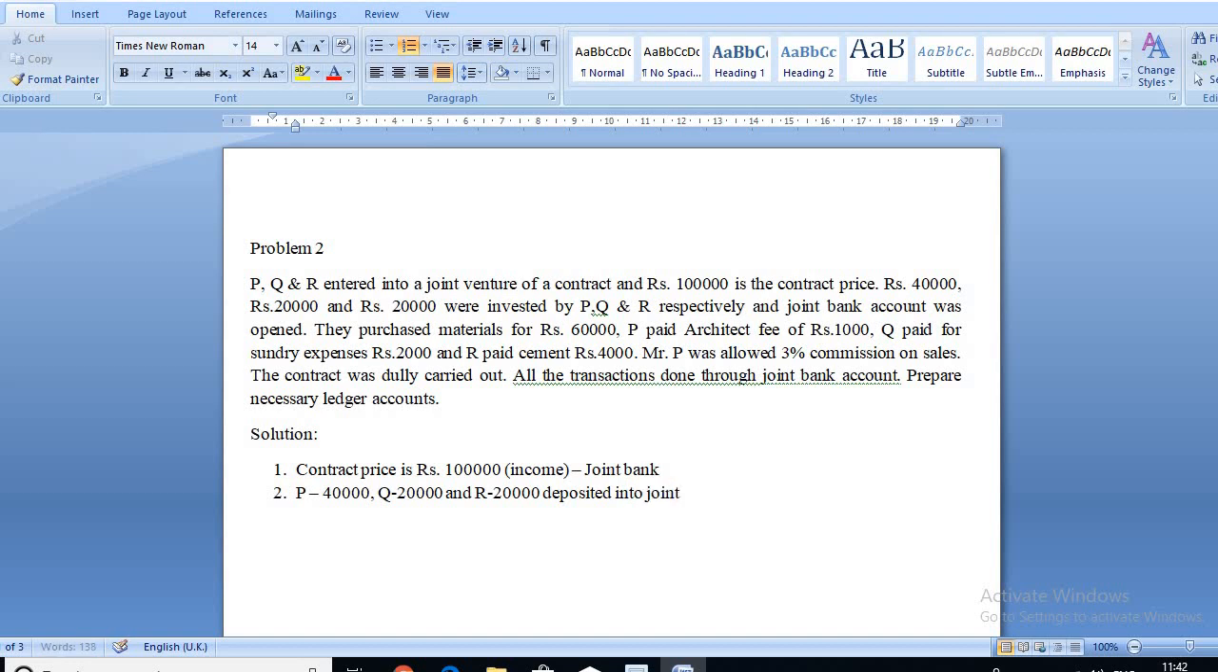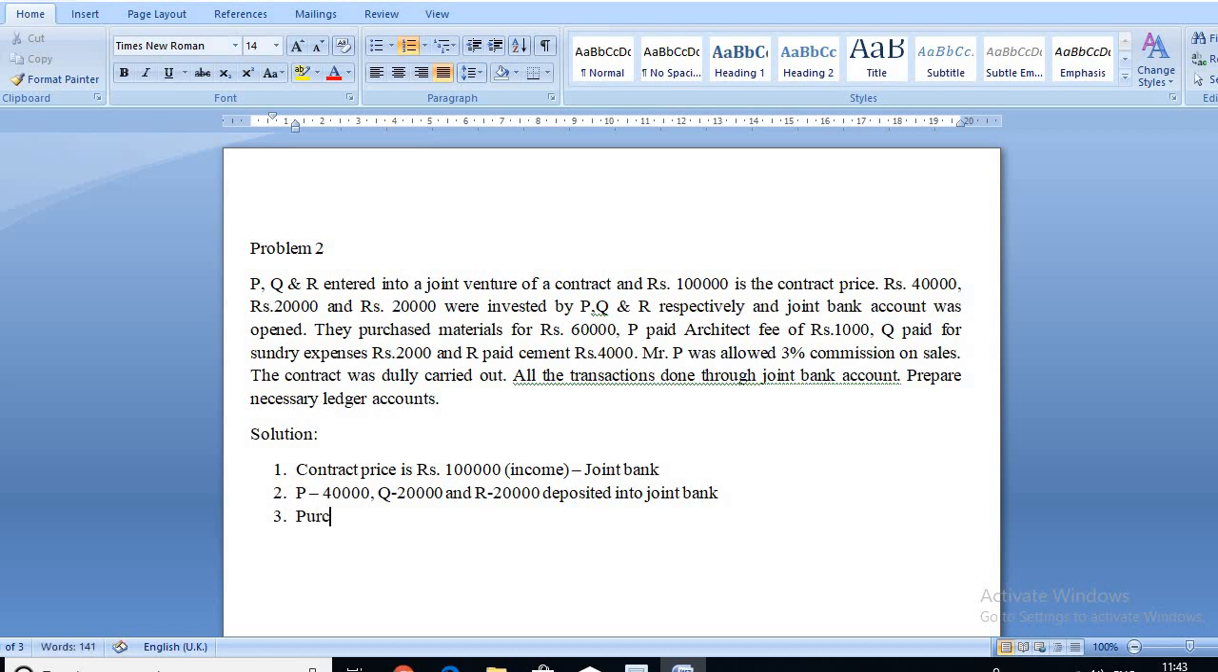joint bank. Now come to the third one, third transaction. They purchased material for rupees 60,000. So to complete this contract, they require material. For that, they purchased material.